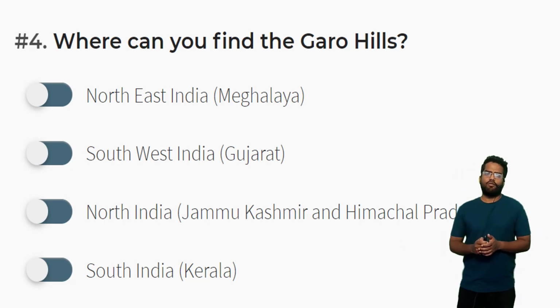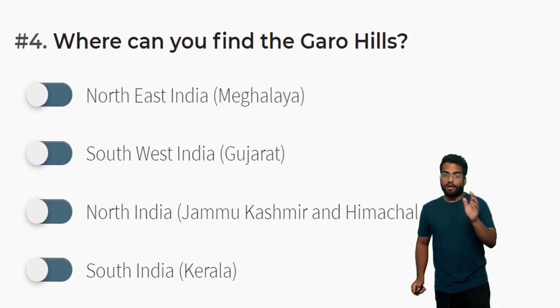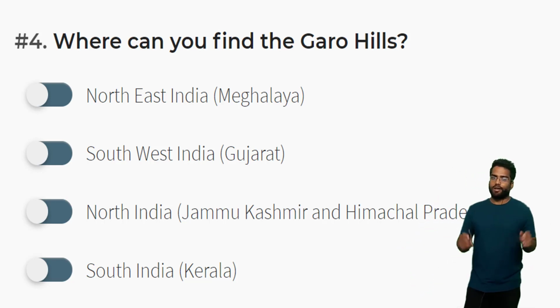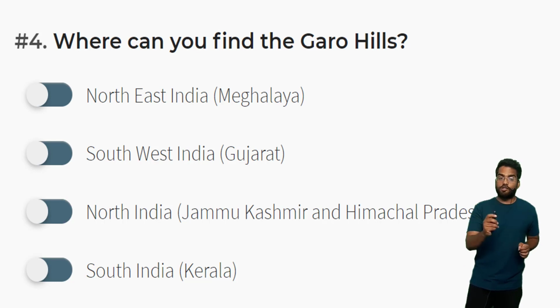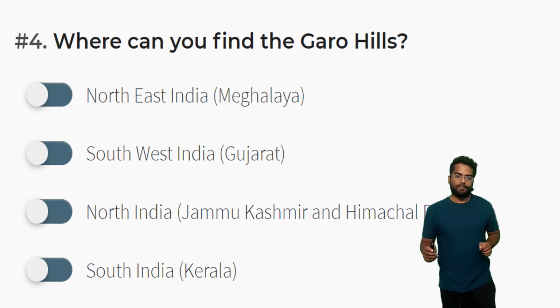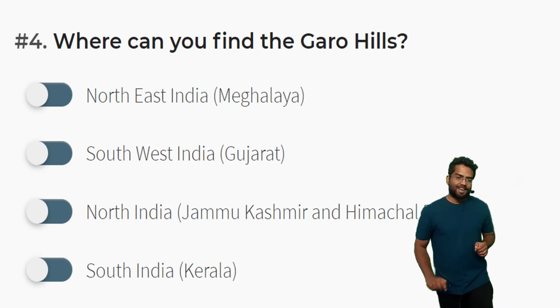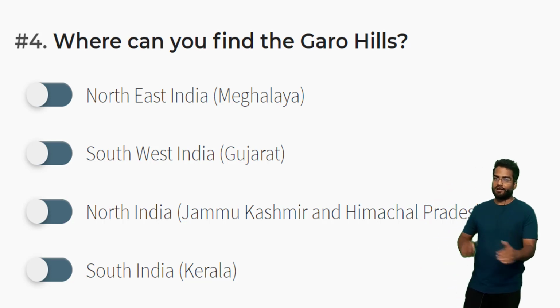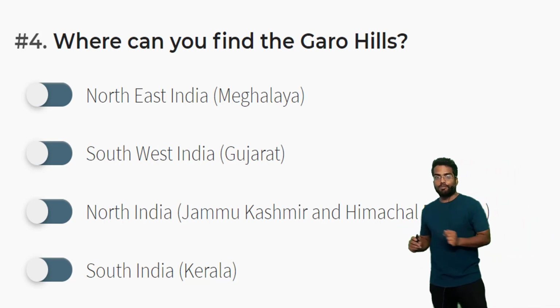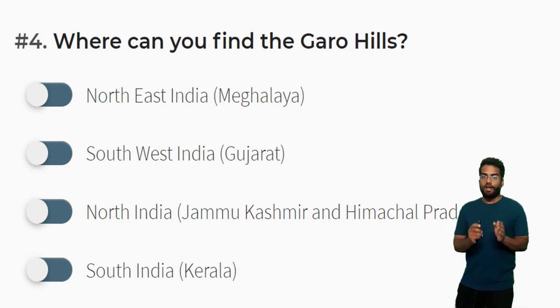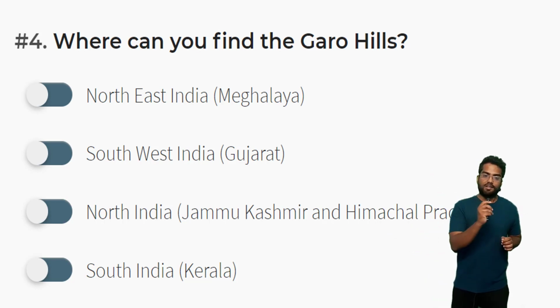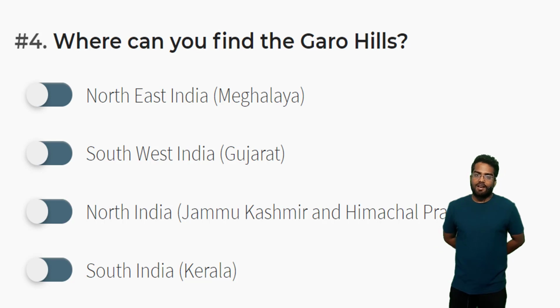Okay, guys, so we have one more interesting question. Interesting but easy question for UPSC. Where can you find the Garo Hills? The first option is Northeast India in Meghalaya, that's the state. Then we have Southwest India, Gujarat, North India, Jammu, Kashmir, and Himachal Pradesh. And finally, the last option, Southern India, Kerala.